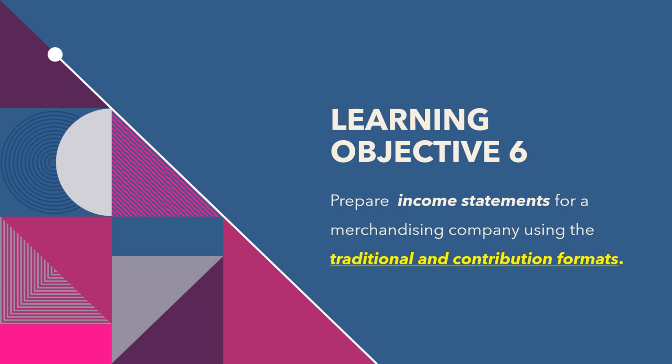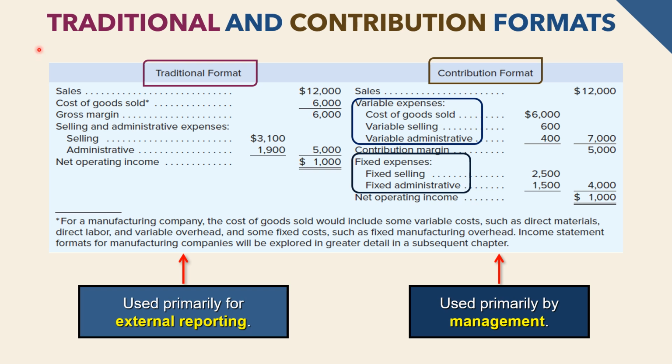Now let's move on to learning objective number 6, and that is the last one: preparing income statements for a merchandising company using the traditional and contribution formats. This slide shows the traditional and contribution format income statements. This slide is traditional format and this slide is contribution format.